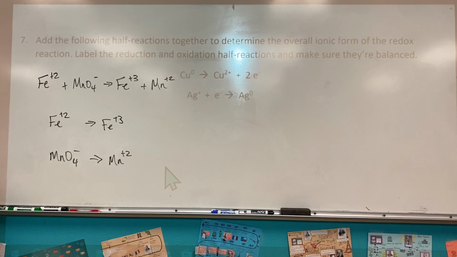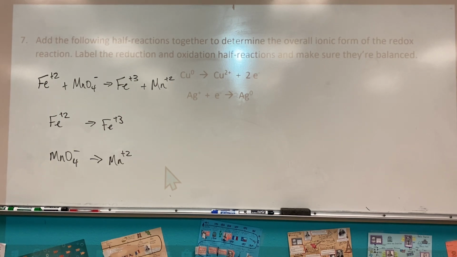All right, so, hey, what's happening here? It became more positive. How did that happen? It was oxidized. So this is your oxidation. This becomes, that would be your reduction. If I actually find the charge of your manganese right here, it's going to actually drop in charge some.